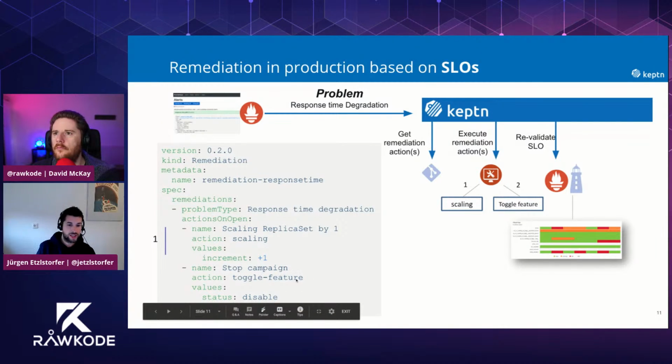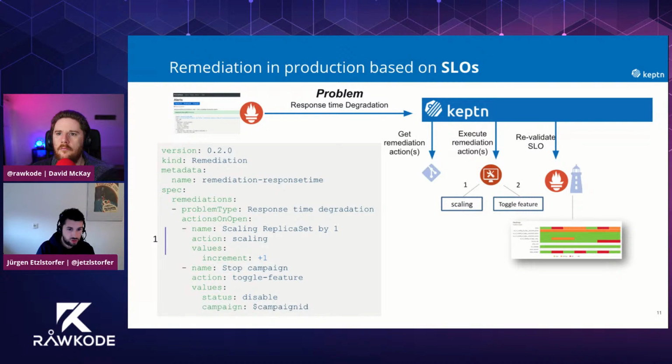This is, in this case, the toggling of a feature flag. So in this case, we actually want to disable a specific campaign ID. We can think of this like a promotional campaign that has been initiated. Maybe that's generating a lot of problems for our response time. Maybe it has to do too much, I don't know, database calls, for example. So this can also be triggered.